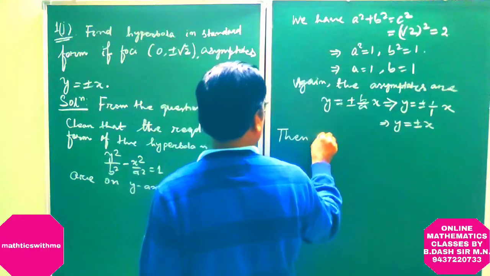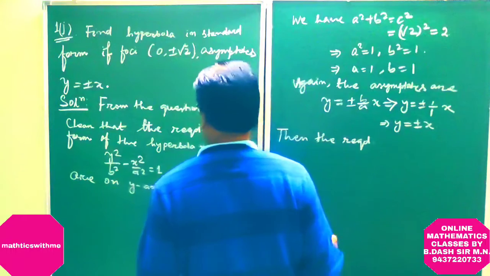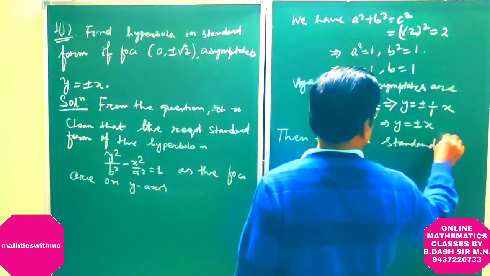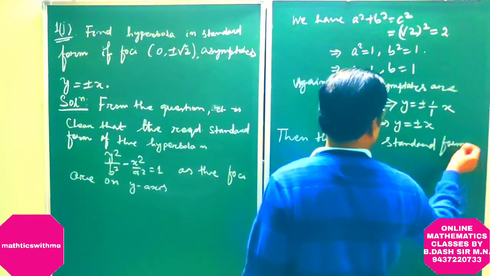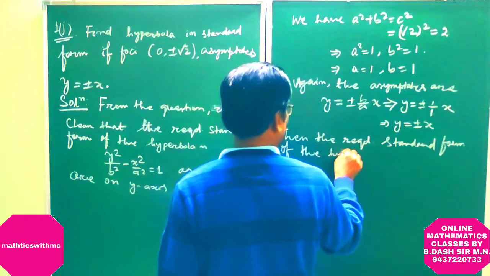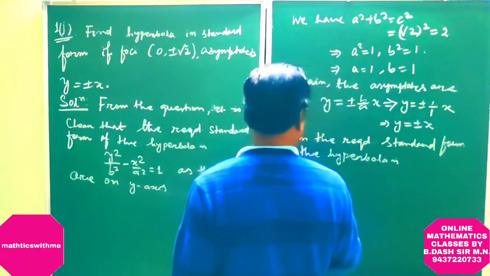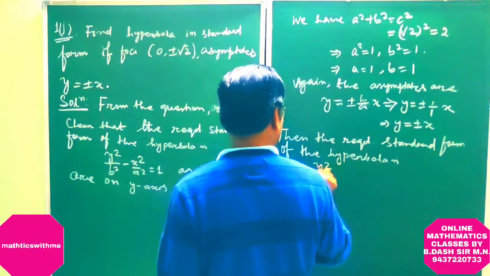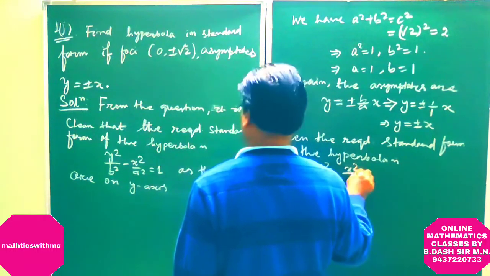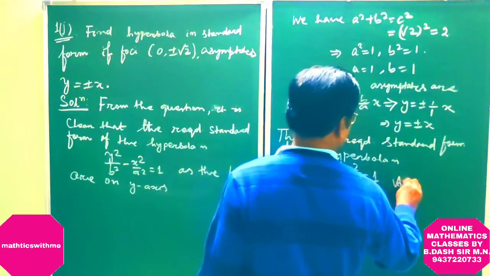Then the required standard form of the hyperbola is y square by 1 square minus x square by 1 square is equal to 1. Answer.